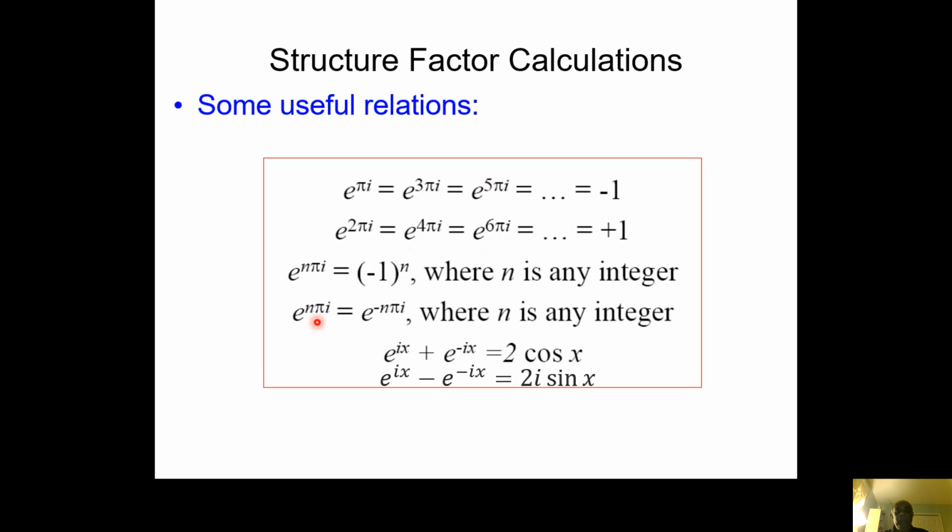Also we know e to the n pi i is equal to e to the minus n pi i. Using the Euler equation, you can verify that. Also, these two relationships are important: e^(ix) plus e^(-ix) is 2 cosine x, and e^(ix) minus e^(-ix) is 2i times sine x. This will be useful when we calculate the structure factor.